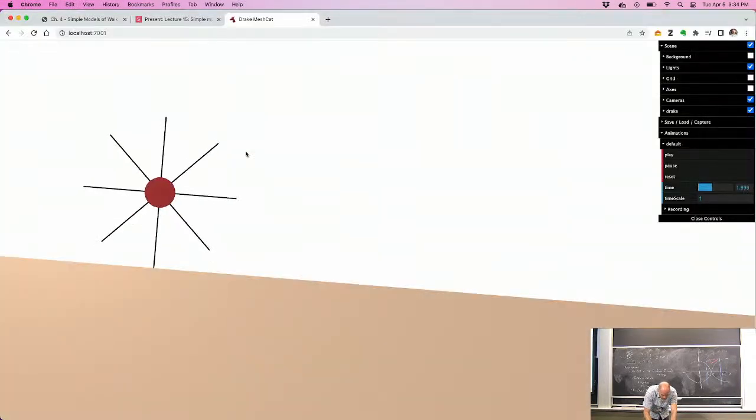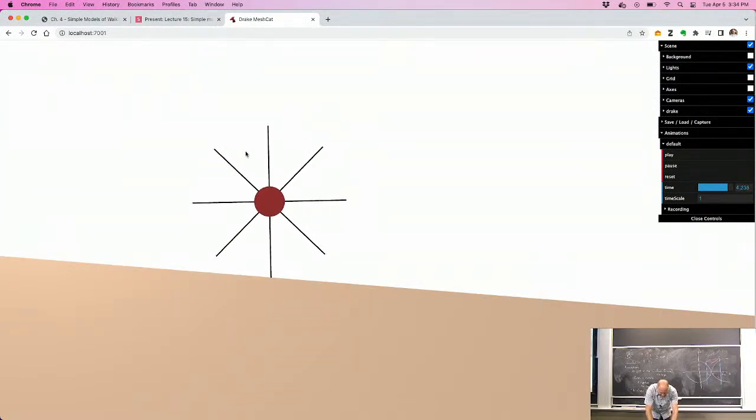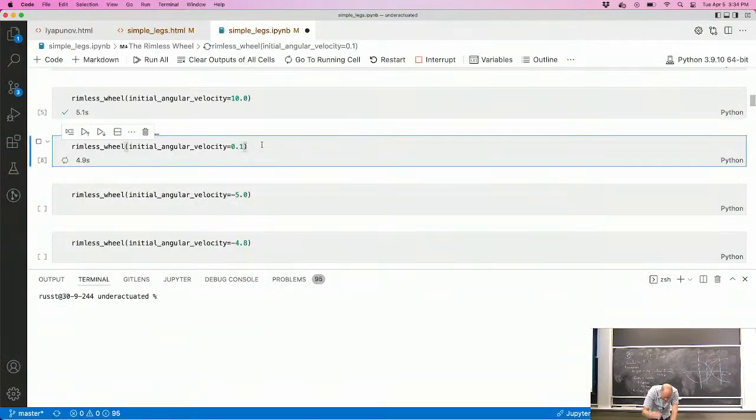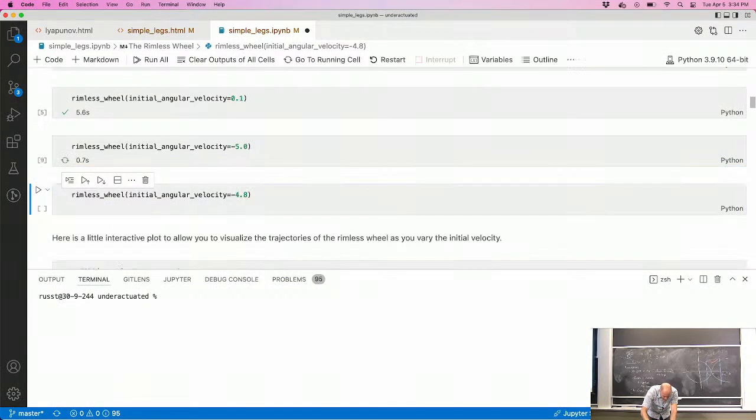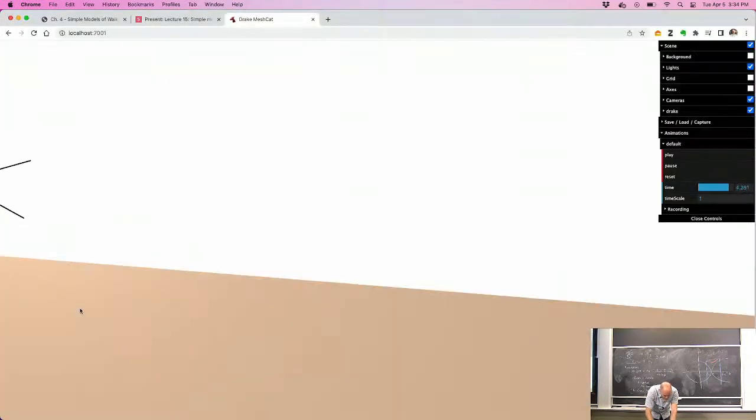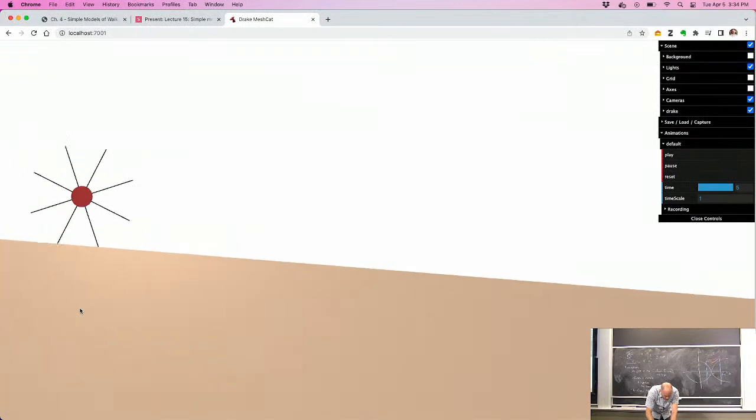Damn you, rimless wheel. It's better when I go uphill. I set these numbers carefully at one point. I should have just listened to myself. Okay, if I go uphill, there we go. So I rolled uphill, and it's a little easier that way.